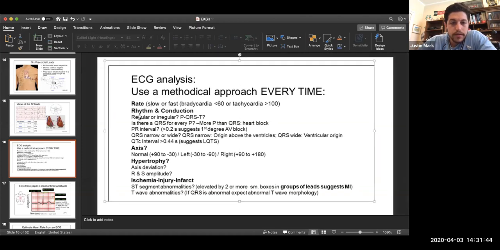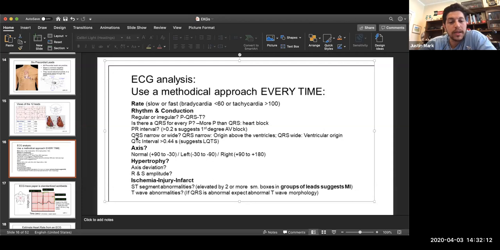The rhythm. So a couple of things we want to look for. Is it regular or irregular? Do we have a PQRST? Is there a QRS for every P? If we have more P's than QRSs, it implies that the heart is dropping some of the QRS complexes, which is significant for heart block. We'll talk about the different types. The PR interval I've mentioned before. If we have a PR interval that's greater than 0.2 seconds, that implies first degree heart block. But again, we'll talk about that more.